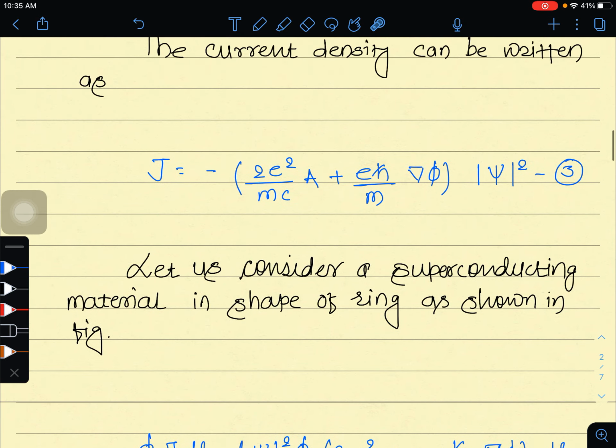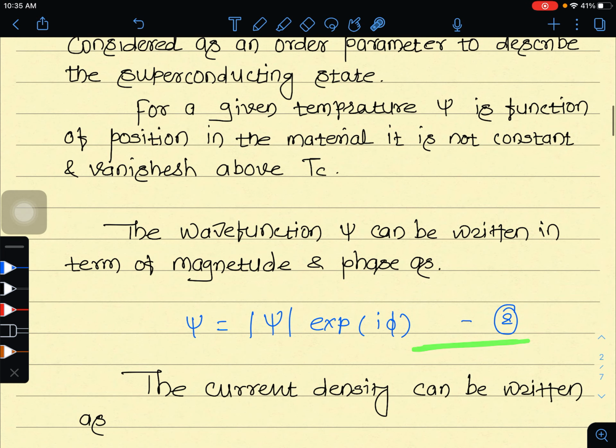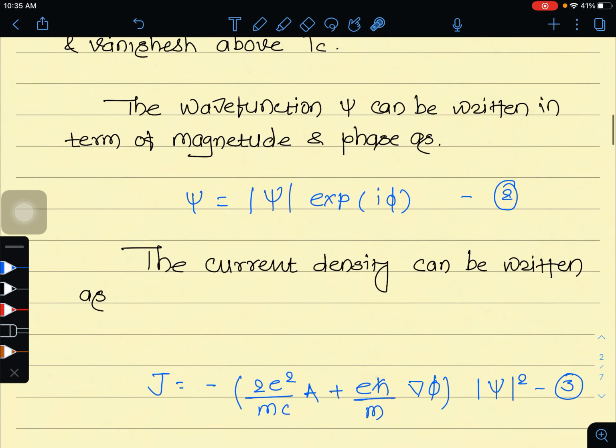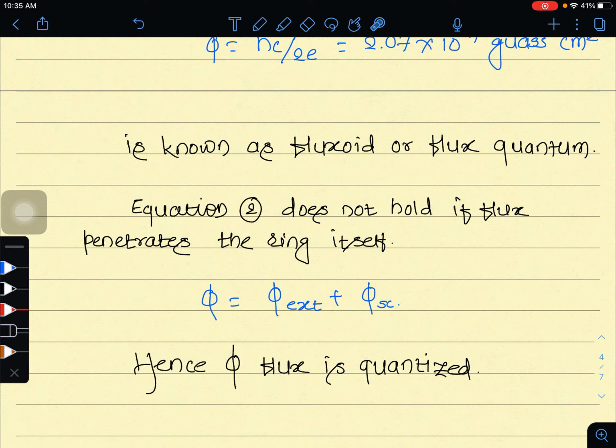Now equation number 2 shows the magnitude and phase in terms of the complex wave function, and it shows another thing: the flux cannot be held in that ring. So phi is equal to phi external plus phi SC, that is the superconducting part, and this phi is known as the flux quantized.